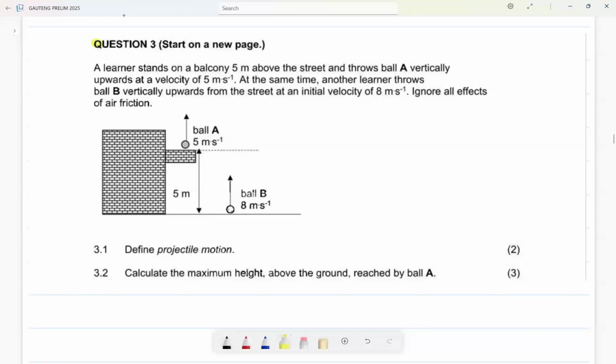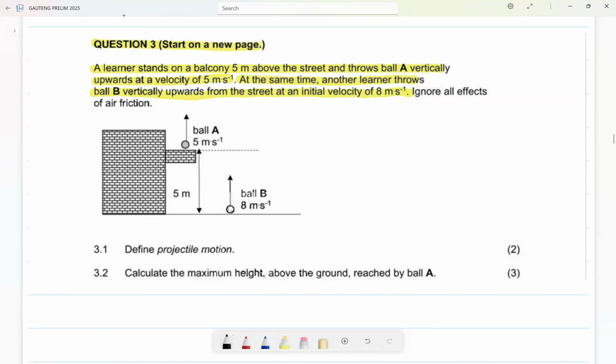Okay, here is question 3. So question 3, it is vertical projectile motion. It says a learner stands on a balcony 5 meters above the street and throws ball A vertically upwards at a speed of 5 meters per second, like this. At the same time, another learner throws ball B vertically upwards from the street, okay, with the initial velocity of that much. Ignore the effect of friction.